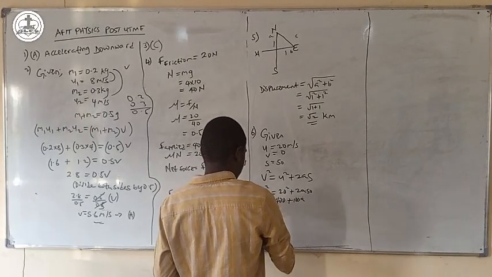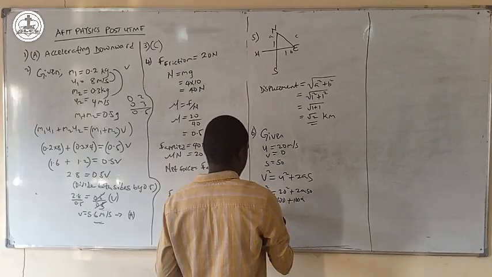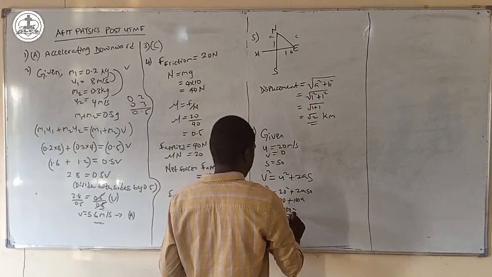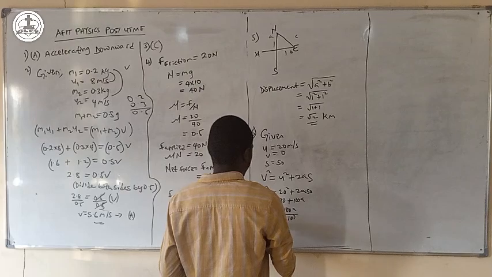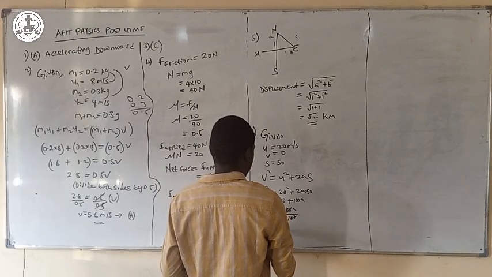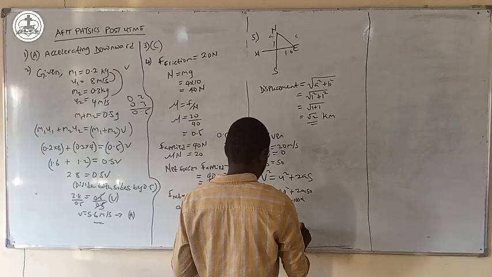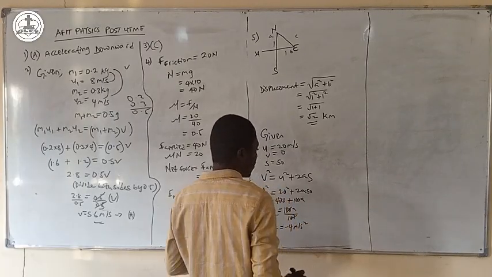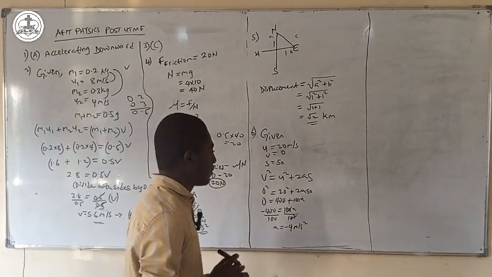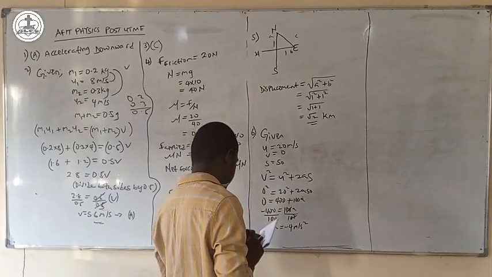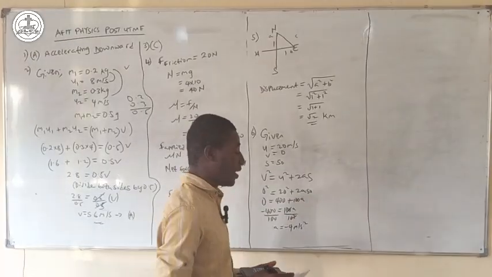So you collect like this, minus 400 is equal to 100A. You divide both sides by 100 so that A will remain on its own. This cancels this. A is equal to minus 4 meters per second squared. This was a deceleration since we are having negative. So friction provides deceleration, like I said earlier.